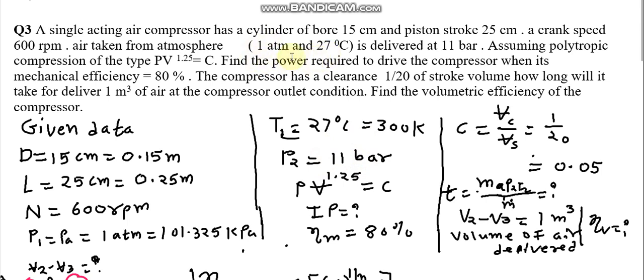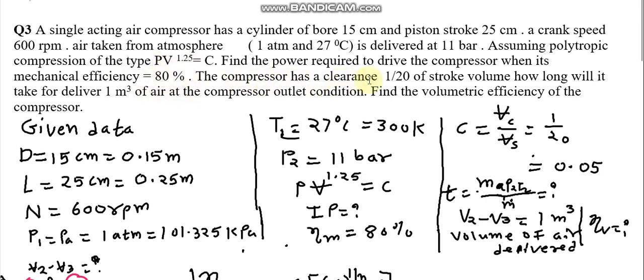Compressed air from 1.0132 bar to 11 bar. Assuming a polytropic compression of the type PV raised to the power 1.25 equal to C. Find the power required to run the compressor when its mechanical efficiency is 80%. We have to find the power required, meaning brake power.